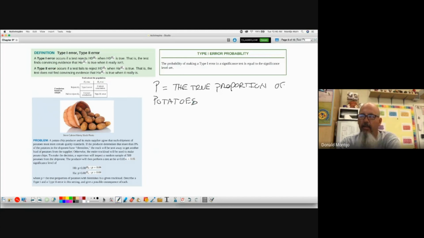What about the potatoes with blemishes? What potatoes are we talking about? The potatoes in this truckload. So we need to be very specific when defining the parameter. We need to give the problem context. So P is the true proportion of potatoes with blemishes in this truckload.